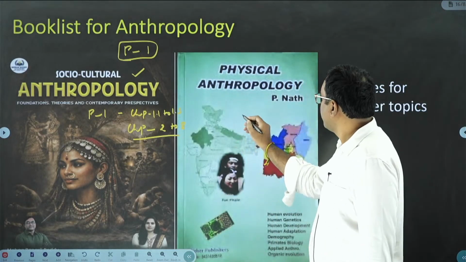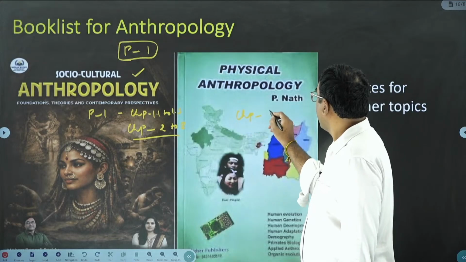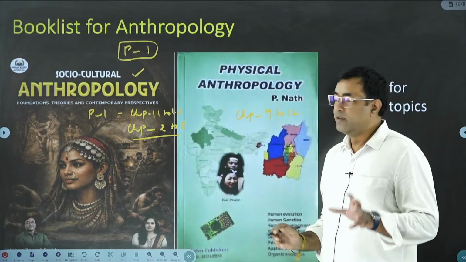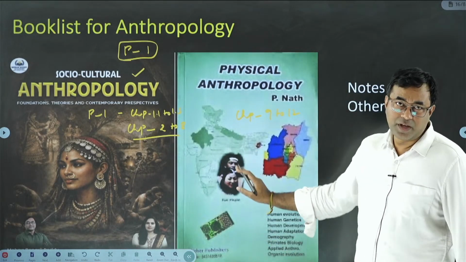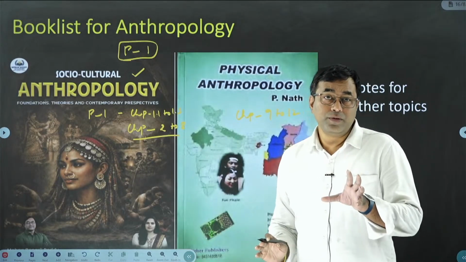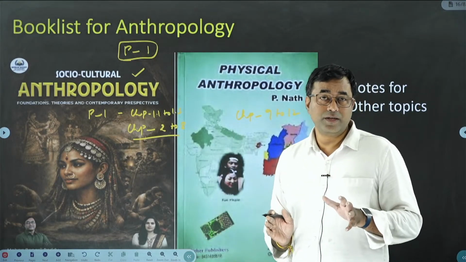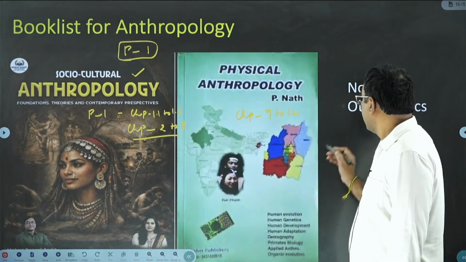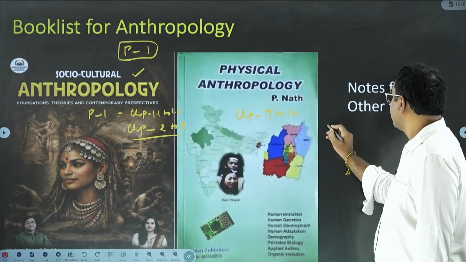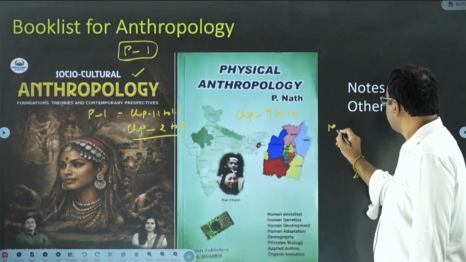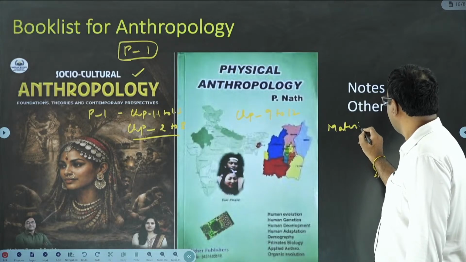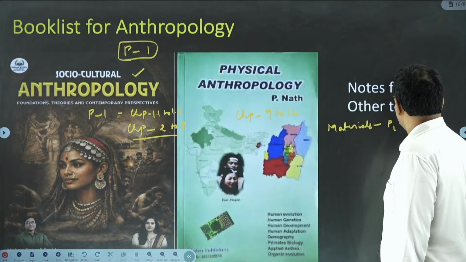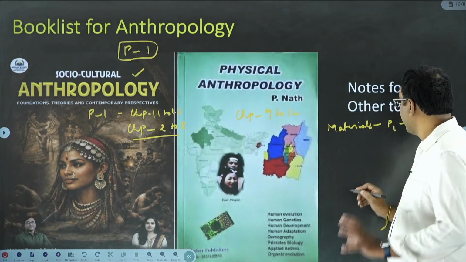And for physical anthropology, chapters 9 to 12. In physical anthropology, P. Nath is referred to, and this book is a little bit bulky. We will provide the basic short notes required for the students, which will help you understand the subject and reproduce it. Other than that, you can consider the material given by us. Whatever materials we provide related to paper 1 and paper 2 are very helpful for students.